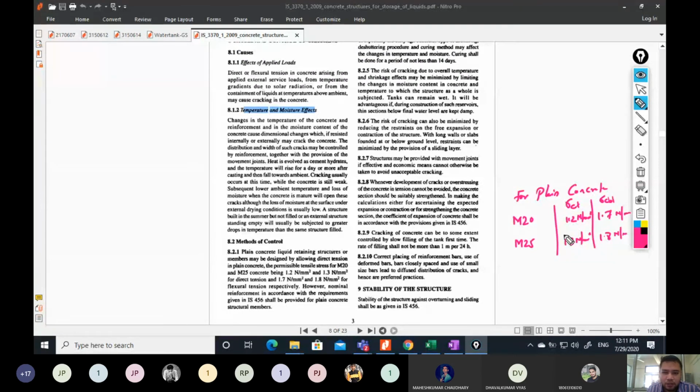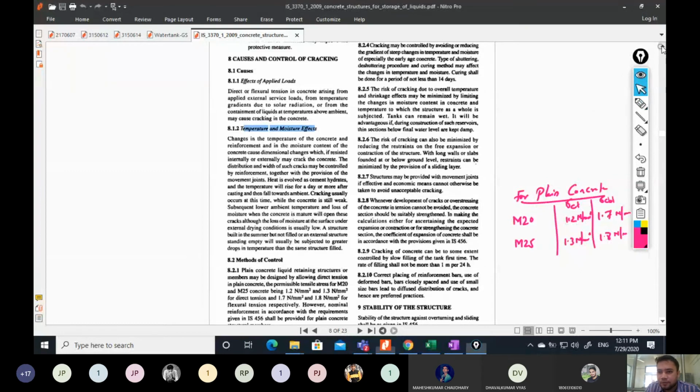Again, this is for the plain concrete, but we will be using reinforced concrete. However, nominal reinforcement in accordance with the procedure given in IS 456 shall be followed for the plain concrete structure. So this clause is related to the plain concrete structures.